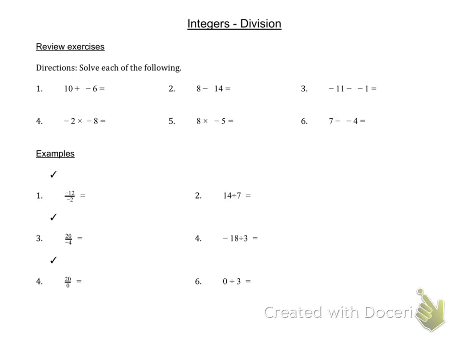Okay, number 1, 10 plus a negative 6. So I'm going to subtract the two numbers. 10 minus 6 is 4. Take the sign of the bigger number, which is 10, so it's going to be a positive 4.